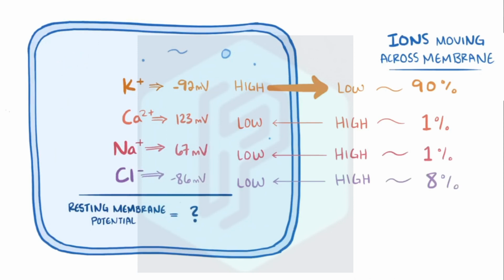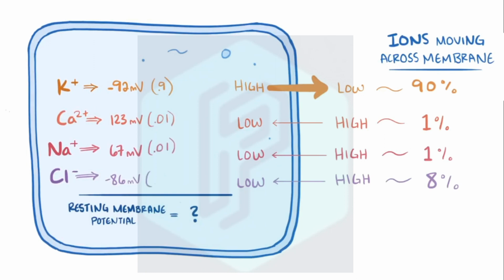Now we can take these proportions and multiply them by the equilibrium potentials, and then add up the total to get the resting membrane potential of the cell. In this case, it works out to 90% of negative 90 millivolts, or negative 81 millivolts, plus 1% of 123 millivolts, or 1.23 millivolts, plus 1% of 67 millivolts, which is 0.67 millivolts, and plus 8% of negative 86 millivolts, which is negative 6.88 millivolts, which gives a grand total resting membrane potential of negative 86 millivolts.